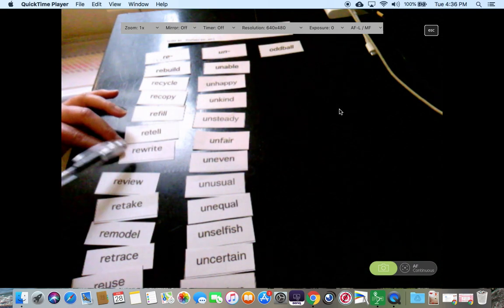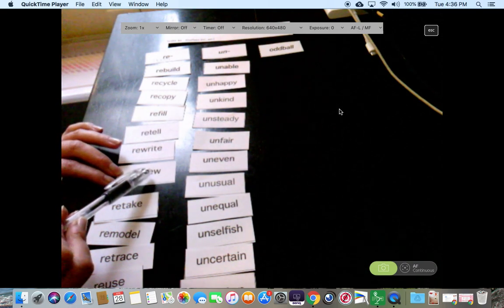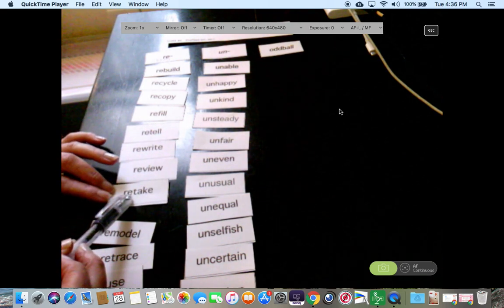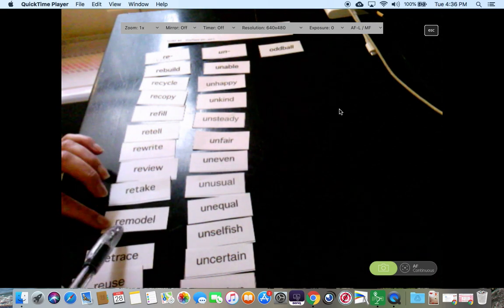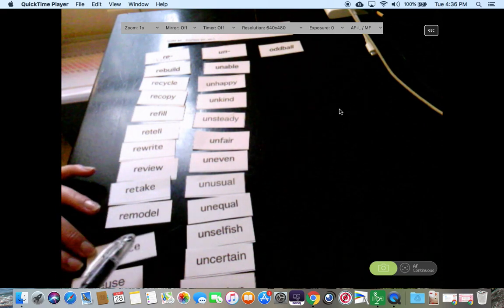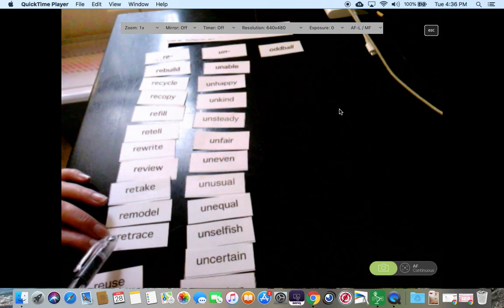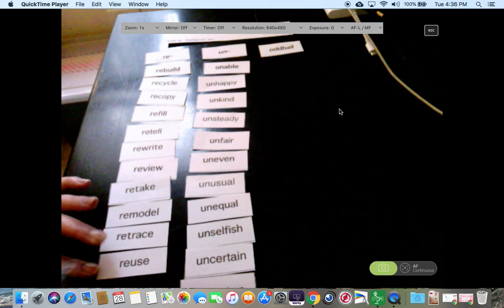So the prefixes actually have their own meanings. Review means to view it or look at it again. Retake means to take it again, like picture day retakes, right? Remodel means to do it again. You hear often about people remodeling their home. Okay? Retrace means to go back, and you might hear someone say, I need to retrace my steps, or go back to redo what I did. Reuse means to do something again.